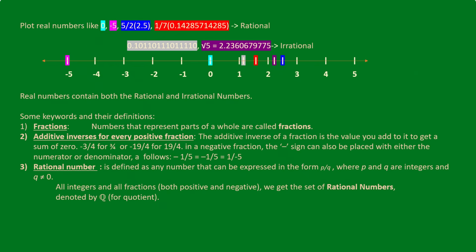Let's look into the rational numbers. A rational number is defined as any number that is expressed in the form P by Q, where P and Q should be integers and Q should definitely not be equal to 0. This is the condition for a rational number.